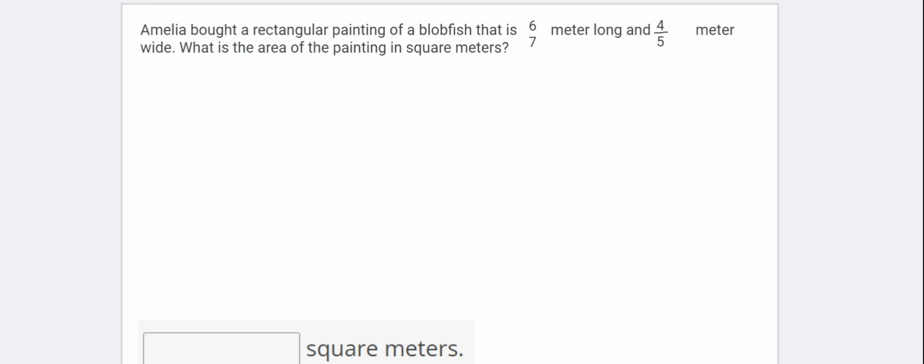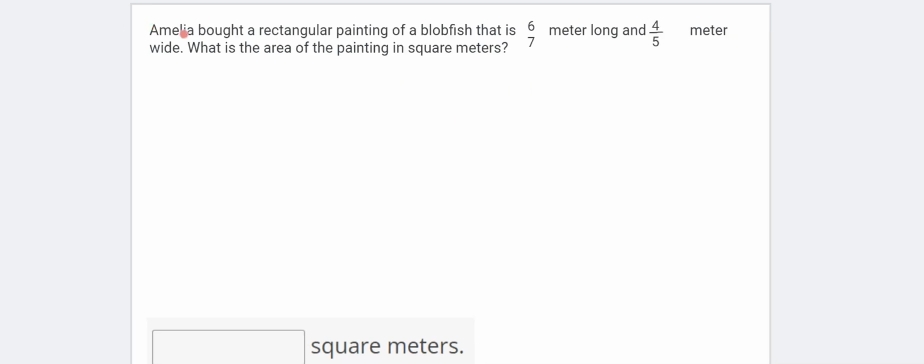Okay, let's take a look at question 3. Amelia bought a rectangular painting of a blobfish that is 6/7 meters long and 4/5 meter wide. What is the area of the painting in square meters?